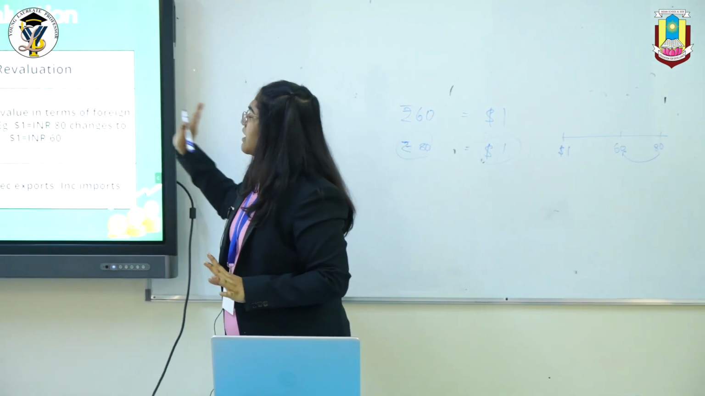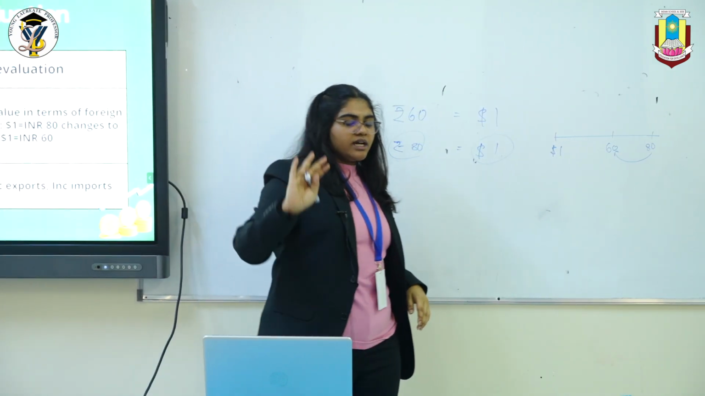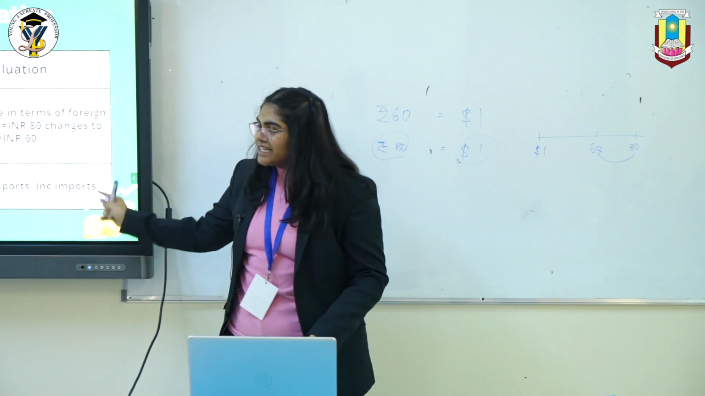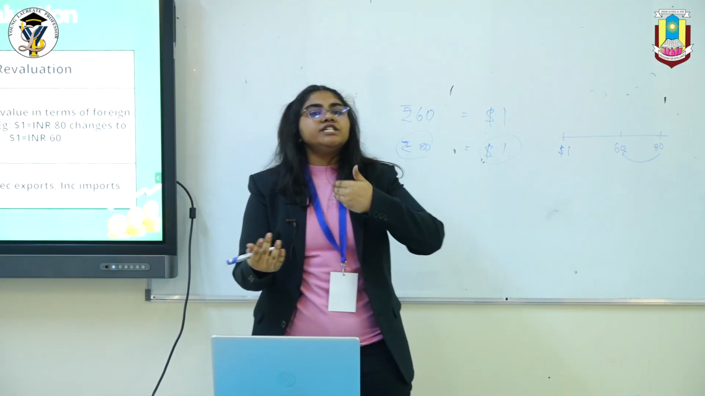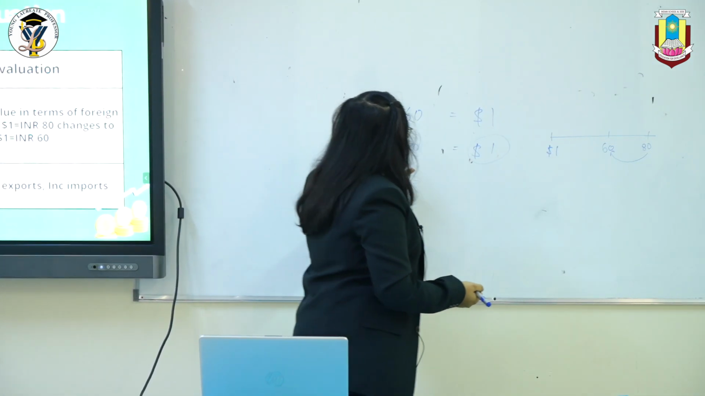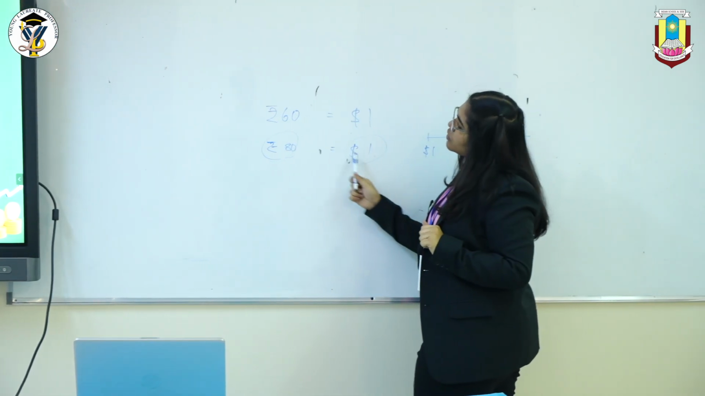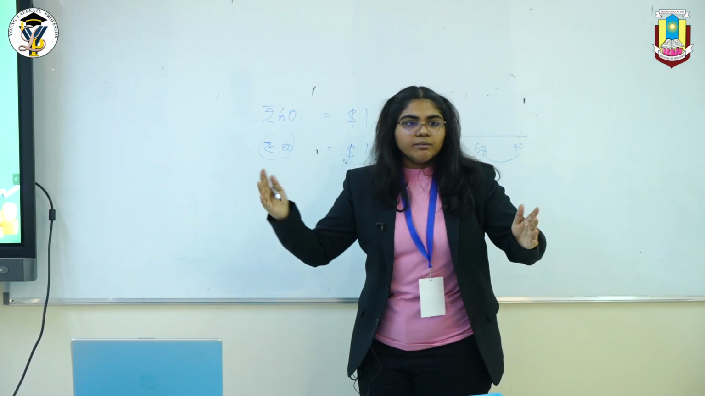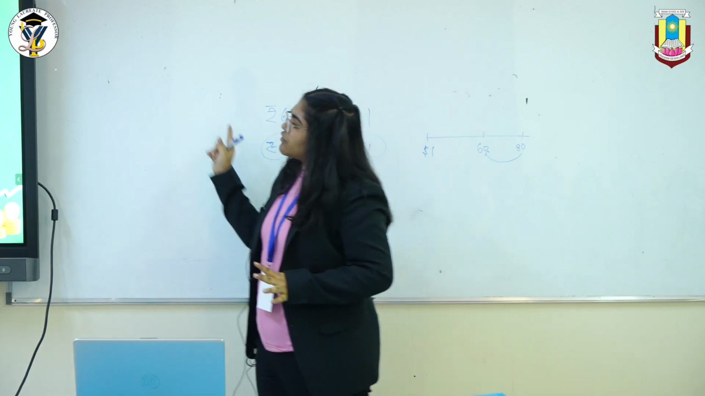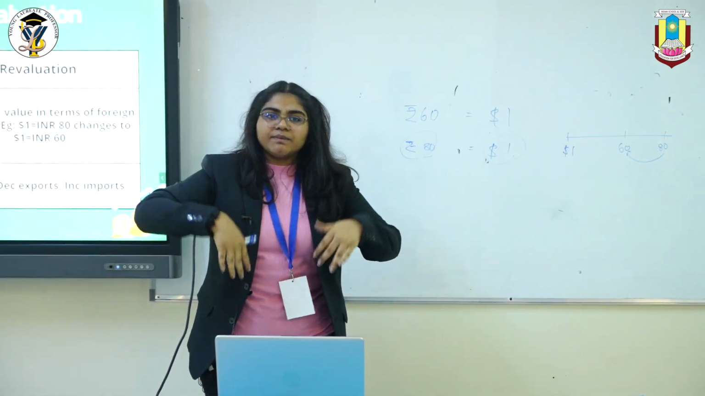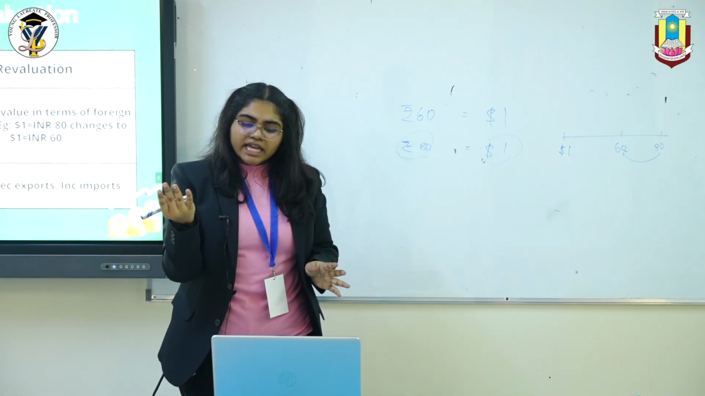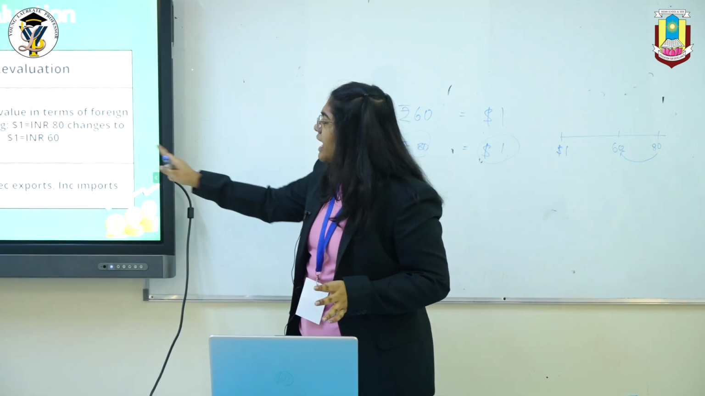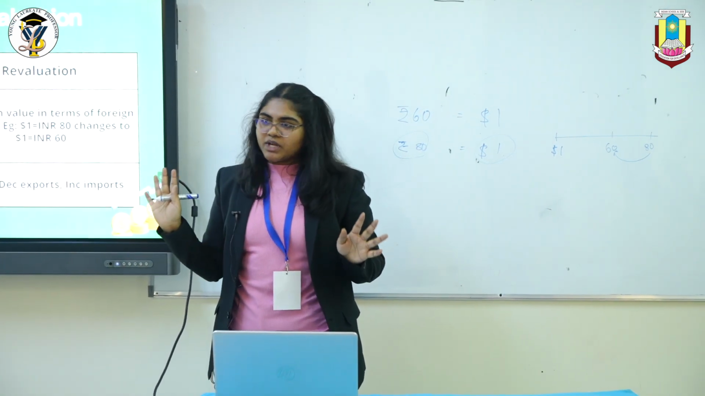Exact opposite in revaluation, the increase in domestic currency value. What happens? Increase in imports. Why? Goods become cheaper for us. Earlier we paid 80 rupees for $1 worth of goods. Now we are paying only 60. So we can import more from foreign countries. Whereas for foreign countries, goods become expensive in our domestic country, so they will start to buy less from us. Therefore, exports will decrease. Understood?